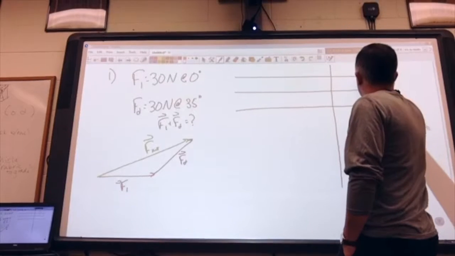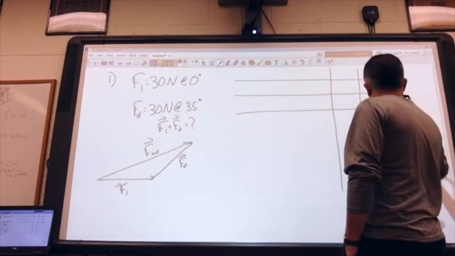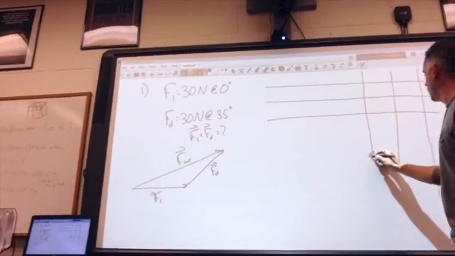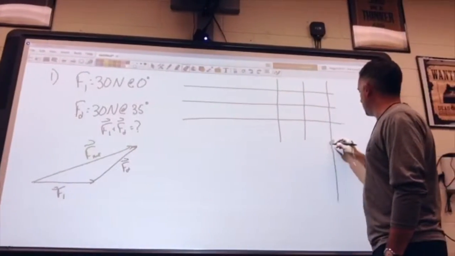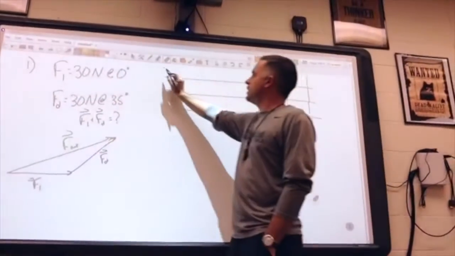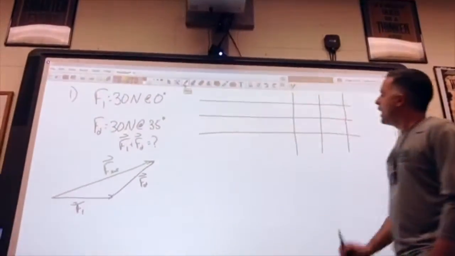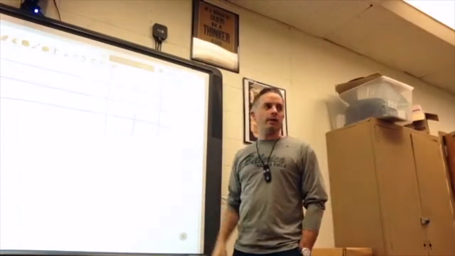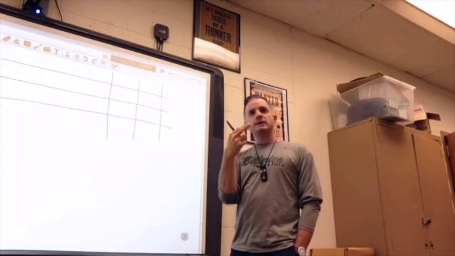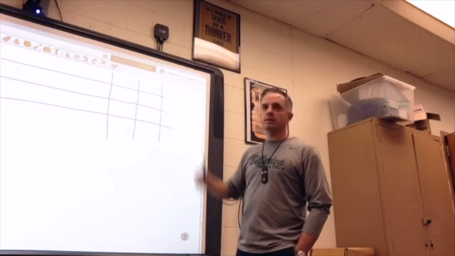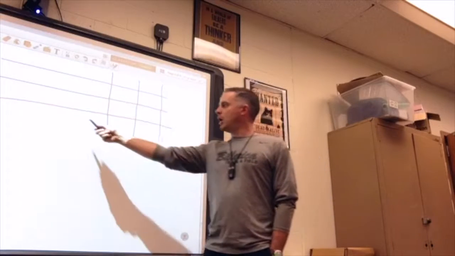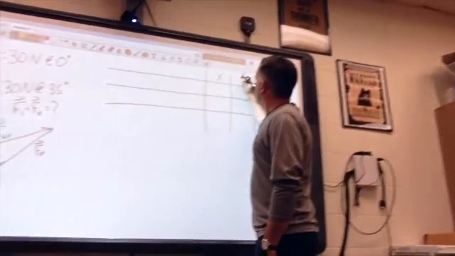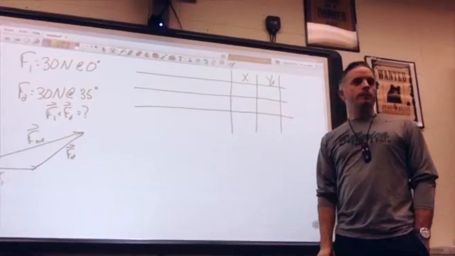However many vectors I have, however many forces I have, now this method works for any vector. It doesn't have to be a force. You could have acceleration vectors and this still works. However many forces I have, that's the number of rows I have. I've got two forces in this case, so I'm going to have 2 rows. I'm always going to have 3 columns. Label my columns like so.